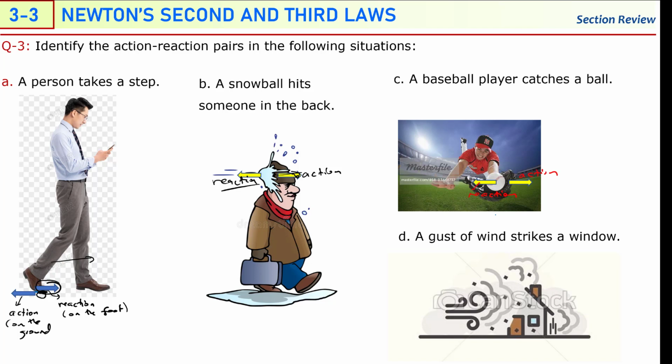And a gust of wind strikes the window. So this is the gust of wind. In this case, if the gust of wind strikes the window, the action must be on the window, but the reaction must be on the air molecules, or particles of air carried by the wind.